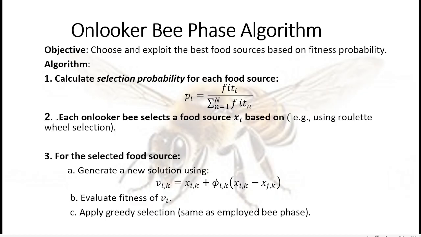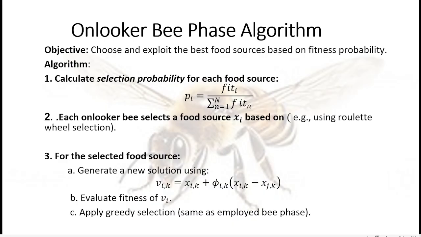So next is the onlooker bee phase algorithm. This step includes choosing and exploiting the best food sources based on their fitness probability, promoting promising candidates. So let us see the algorithm. The first step includes calculating the selection probability for each food source. The probability expression is Pi equals the fitness value of source i divided by the total fitness values across all the sources.